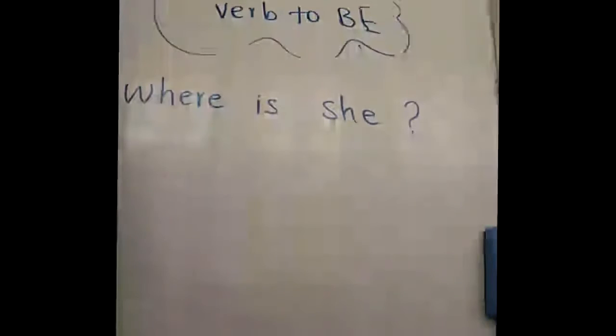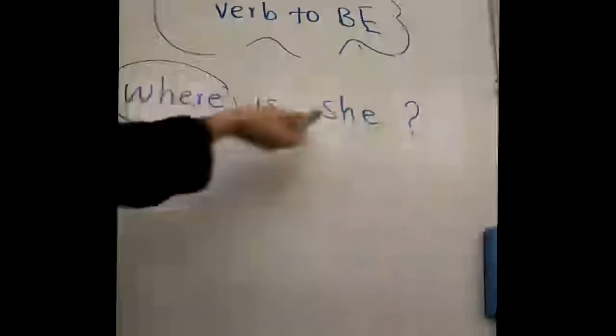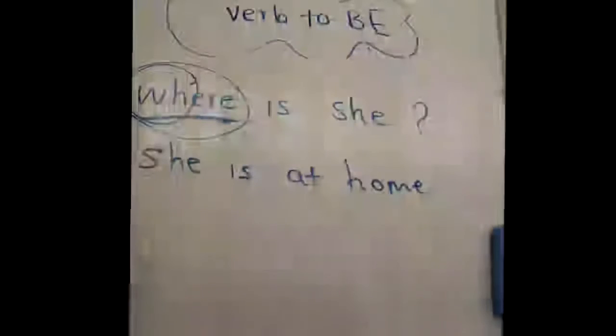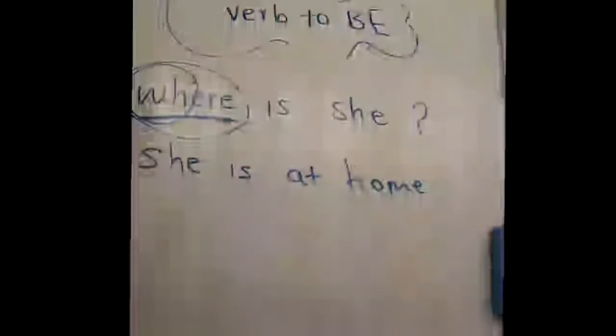So let's look at this question. The question here starts with where. Where is she? It means we want a sentence that is connected with a fact. Like, where is she? Is she at home? Is she outside? Where is she? So the answer will be she is, and then probably at home. We will talk about WH questions later on in one of the upcoming lessons, but for now, I just want you to remember two things.